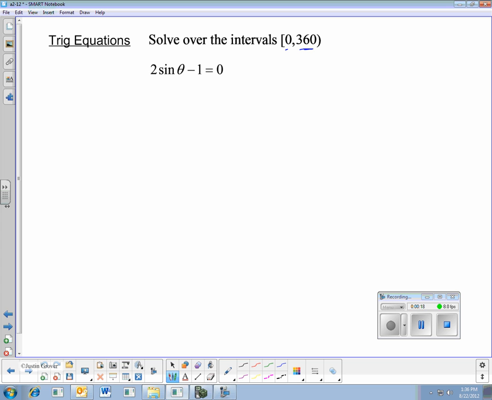To solve a trig equation, it's a lot like solving an equation where if we had 2x minus 1 equals 0, we'd want to get x alone. Solving a trig equation, you want to get the trig expression alone. You want to get sine theta alone.